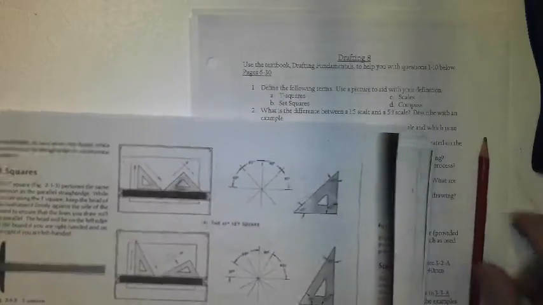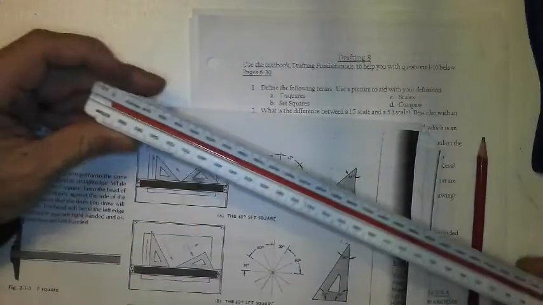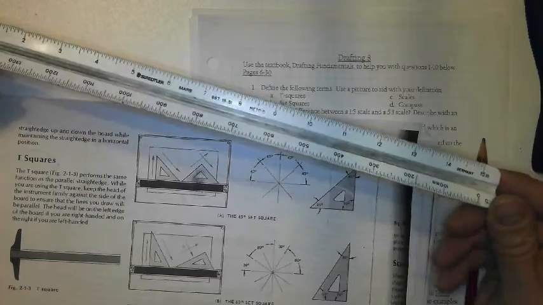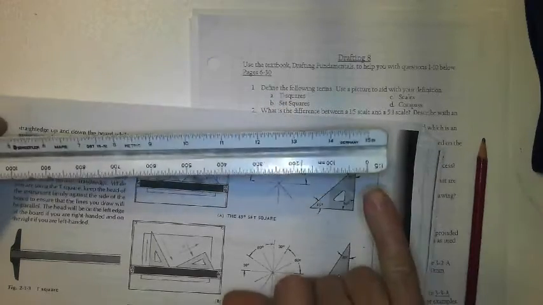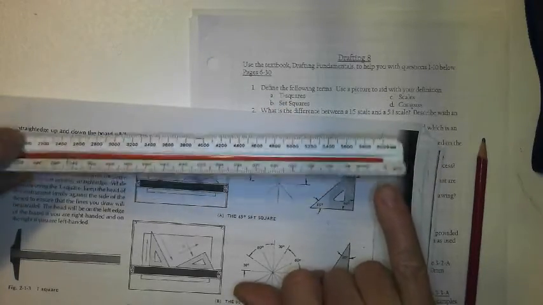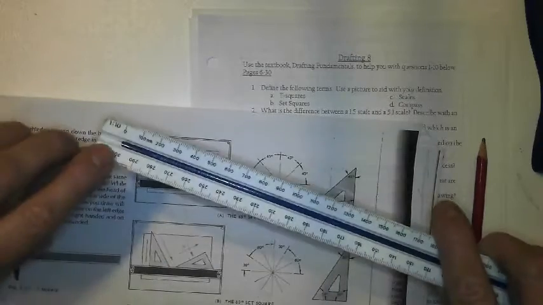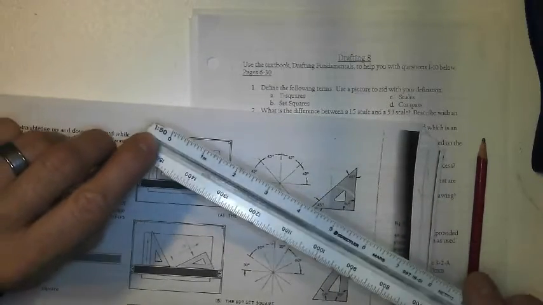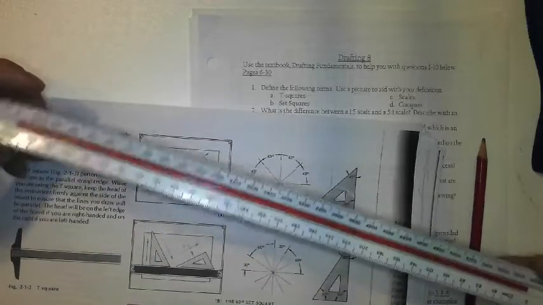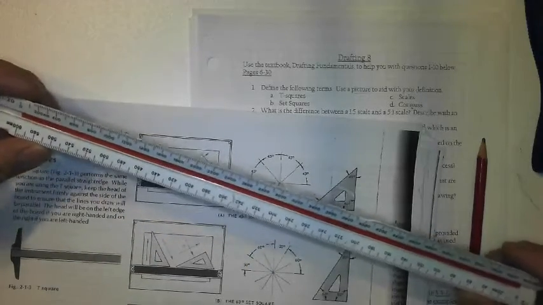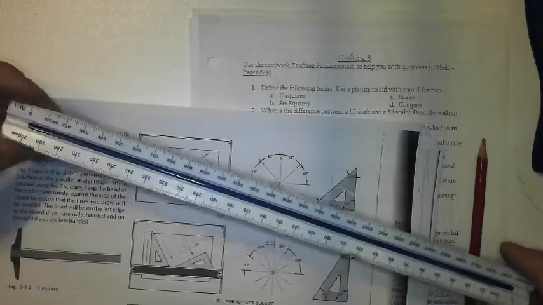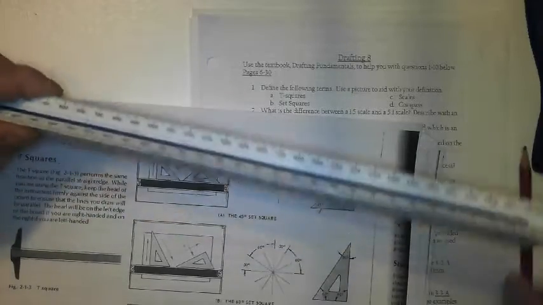The next one are scales. And so this is a scale. It's actually what we would call a scale ruler. But you'll notice here it has a 1 to 5 scale, a 1 to 2 scale, a 1 to 1 scale, and then down on the other side 1 to 10, 1 to 50, and 1 to 20. So this particular scale ruler will have the ability to give you 6 different scales.